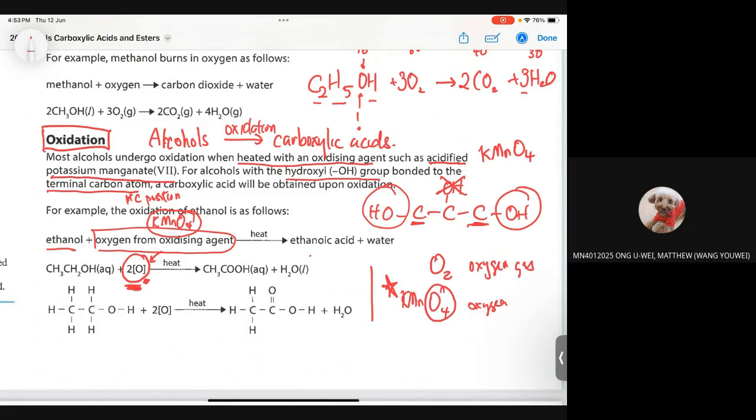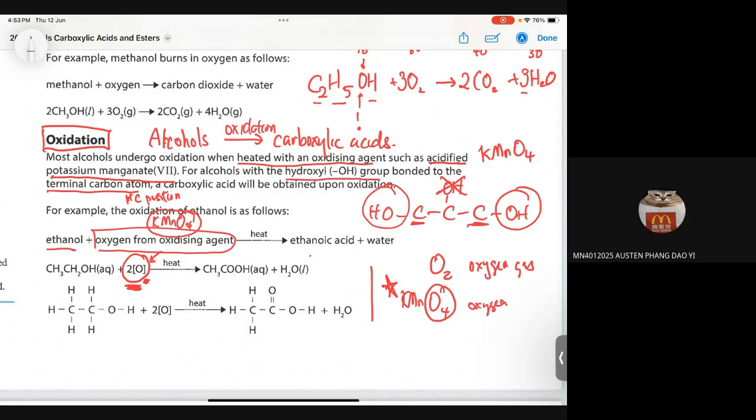But then the brackets must be put. Yes, must put. So that's why the bracket is important. It is to say that it is not an oxygen atom, it is the O from a compound. The bracket tells you that it's the O from a compound. Can? Okay, thumbs up if okay.